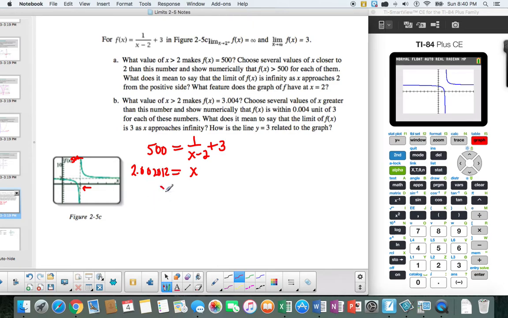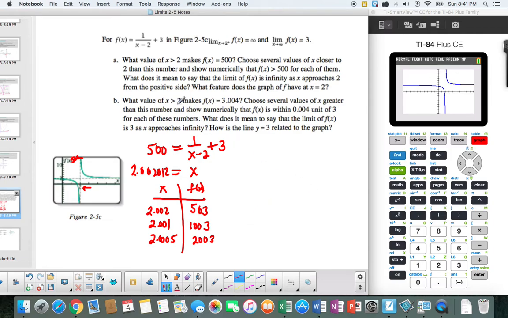So if I were to make a chart, x and f of x, and if I were to get a closer value like 2.002, which is closer to 2 than before, my f of x would be 503. If it got even closer, my value would be even higher. And if I got even closer than that, I'd be even higher. So what this is saying is, the closer I get to 2, the farther and farther I'm away, and I'm even going past my 500.